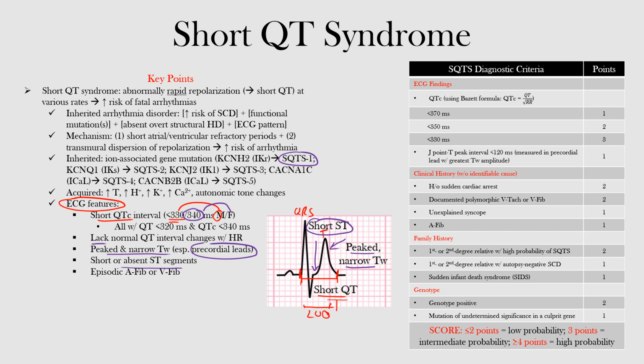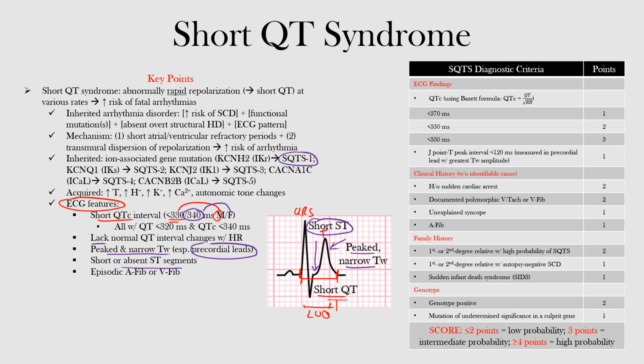Now, a final point with EKG is that because short QT syndrome is arrhythmogenic, we may see episodes of atrial fibrillation or ventricular fibrillation. So let's conclude this lecture with the diagnosis and treatment. Now, first off, when making the diagnosis of short QT syndrome, it's important to keep in mind that a short QTc interval alone is not sufficient to make the diagnosis. There must be an increased risk of sudden cardiac death.